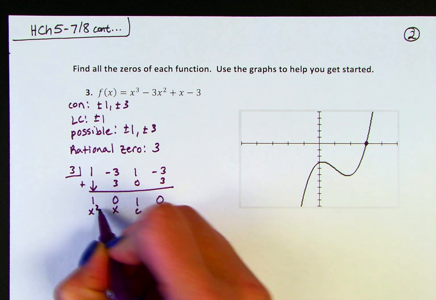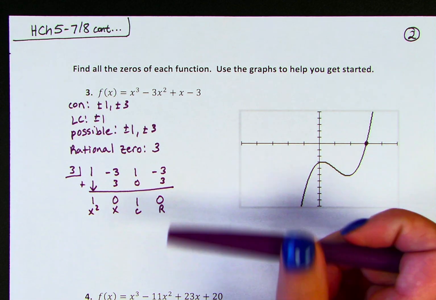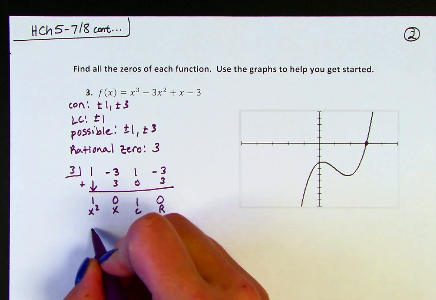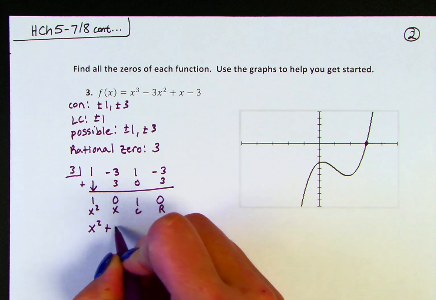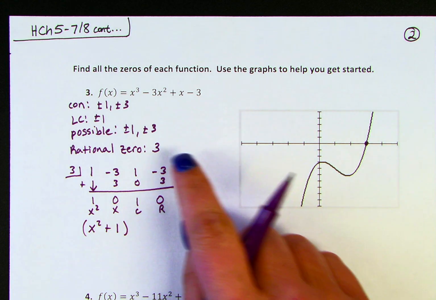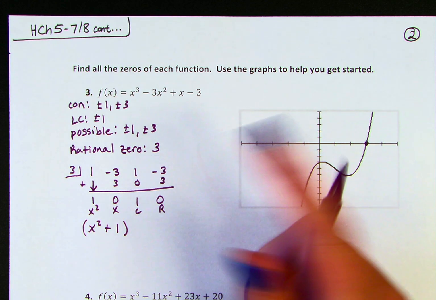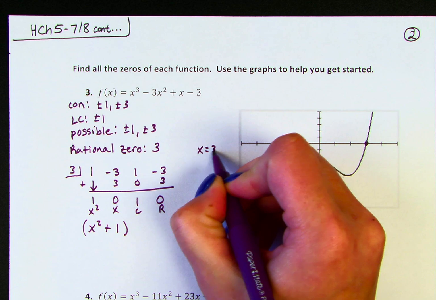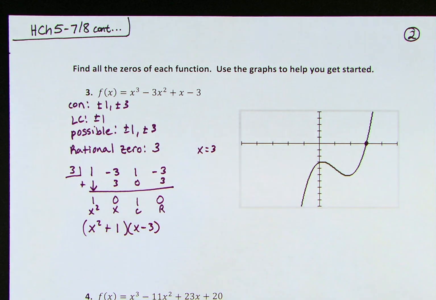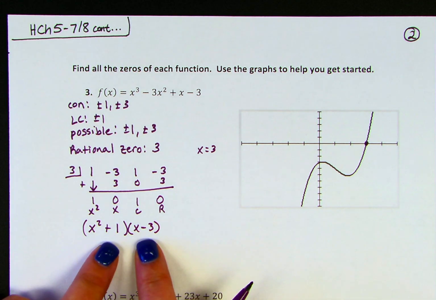Now, because I know that this is a rational answer, we should be getting a remainder of 0. So if we're not, something is off in our problem. So right now this will be x squared plus 1 when I write it. So that's one of the factors. And then if my rational 0 is 3, so again I'm thinking of that as equal to x, so I would subtract that over. So technically that's x minus 3. So this would be our factored form.